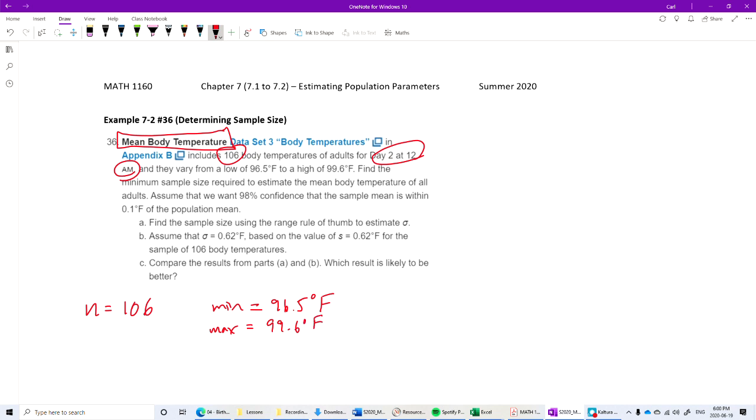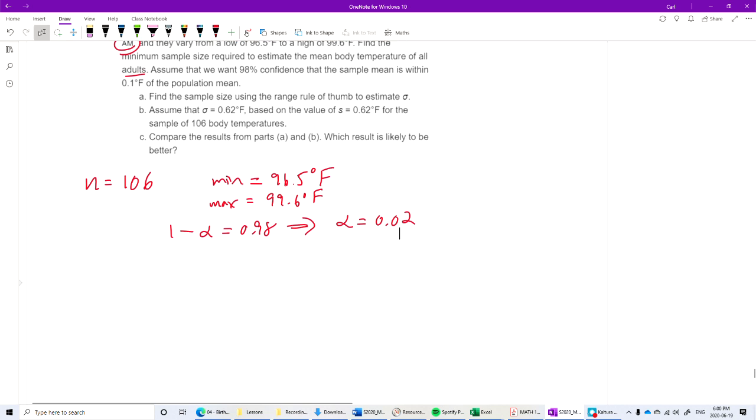Find the minimum sample size required to estimate the mean body temperature of all adults. Assume that we want 98% confidence, so 1 minus alpha should be 0.98, which means alpha is 0.02. And we want the margin of error, the sample mean, to be within 0.1 Fahrenheit. So the margin of error is 0.1 degrees F.